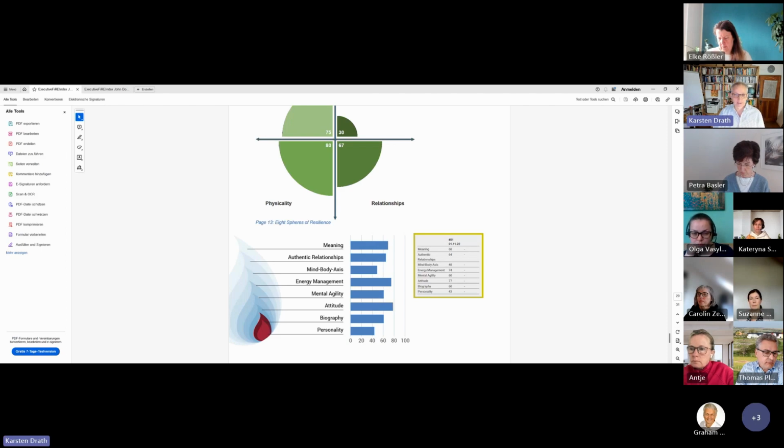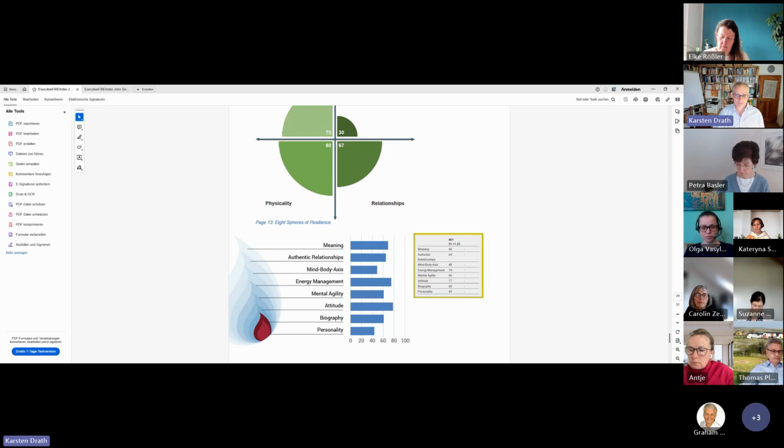Biography, 60. 60 is a value that typically tells you that someone has not worked with their biography yet. This is somebody who has not worked with a coach or with therapy, has maybe done constellations or anything like that. So this is pretty much a raw value. Somebody has not tapped that potential. So maybe now is the time to do that, right?